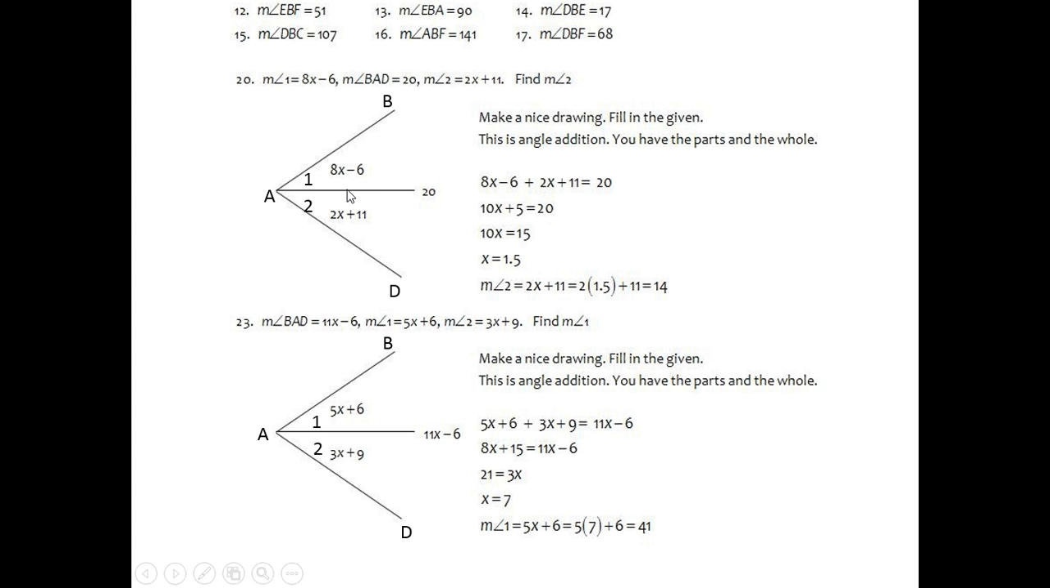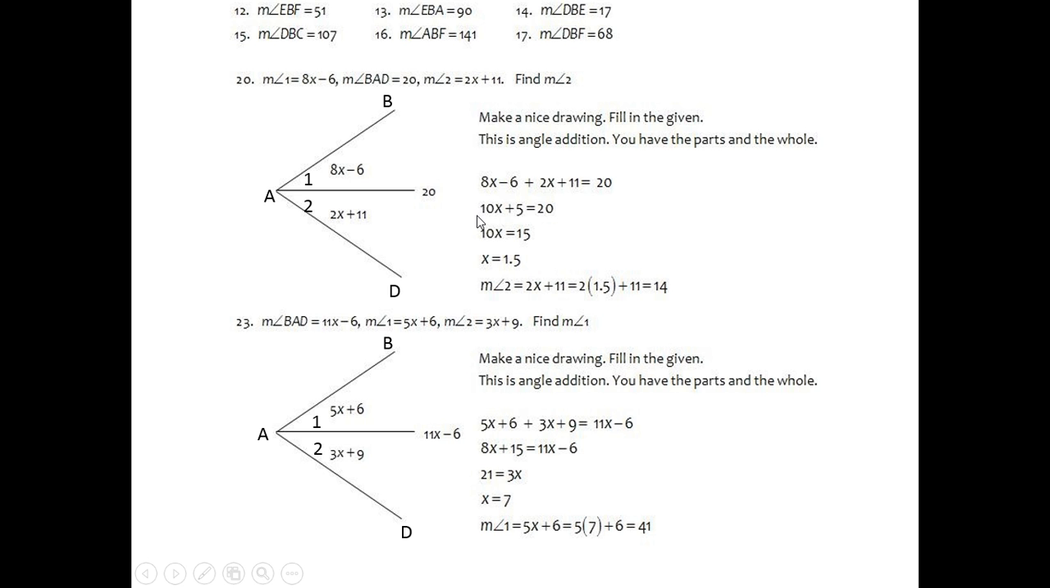Angle 1 is 8x minus 6. Angle BAD, which is the whole angle, is 20 degrees. Angle 2 is 2x plus 11. You are to find the measure of angle 2. So what we have is angle 1 plus angle 2 is equal to the whole 20 degrees. So angle 1 is 8x minus 6 plus angle 2, which is 2x plus 11, equals the whole 20 degrees.